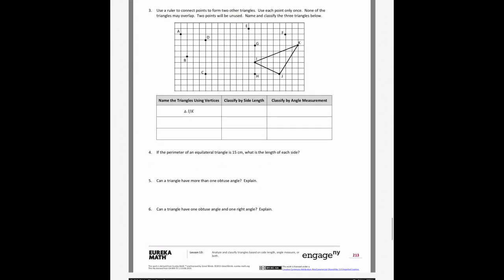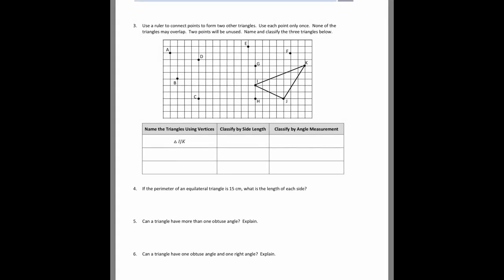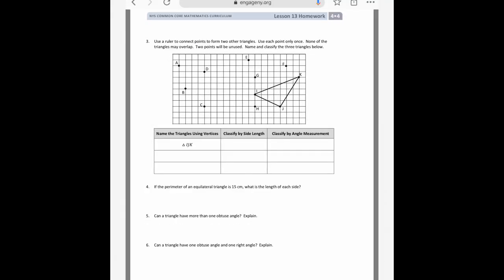Okay, let's look at number 3. It says use a ruler to connect points. Hold on one second. I'm going to have to lay a ruler on here. To form 2 other triangles. Use each point only once. None of the triangles may overlap. 2 points will be unused. Name and clearly classify the 3 triangles below.